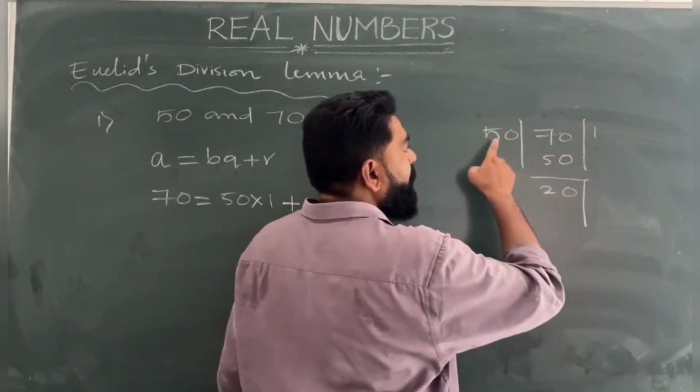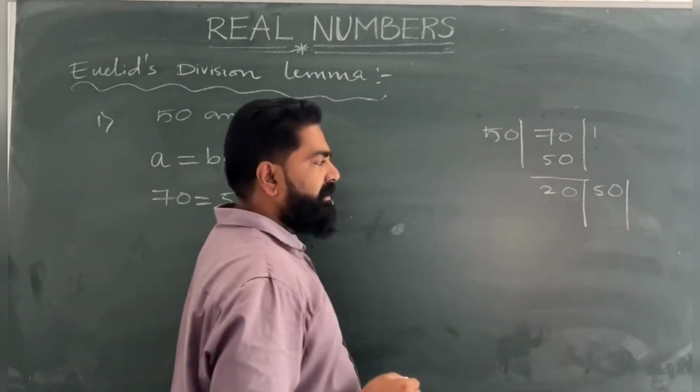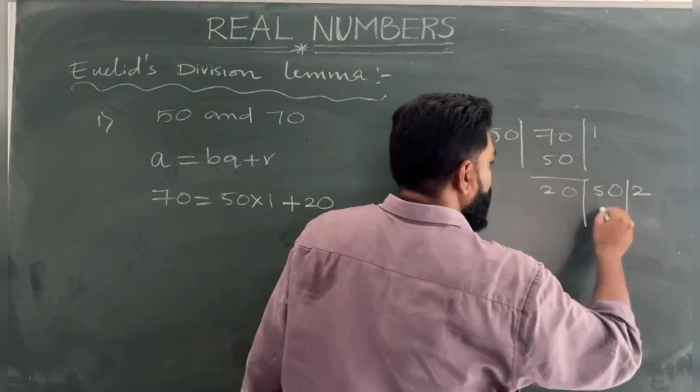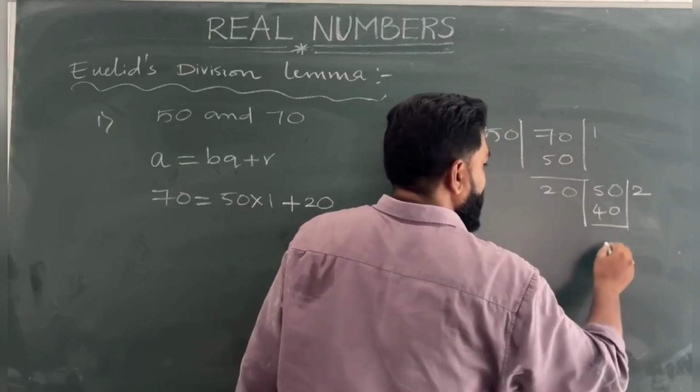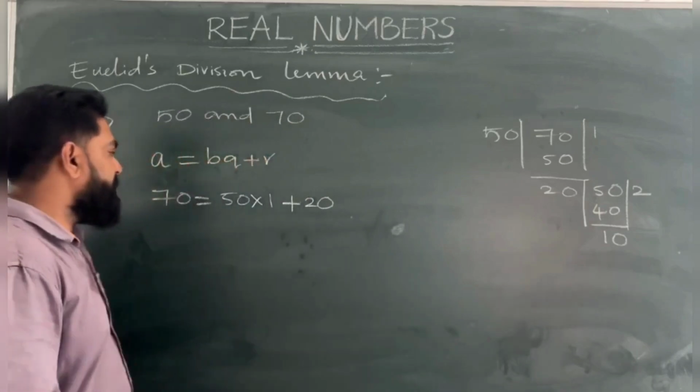Here the divisor is equal to 50. Now 50 becomes a dividend. So 2 twos are 40. The remainder is equal to 10. Here, what is the dividend? Dividend is equal to 50.